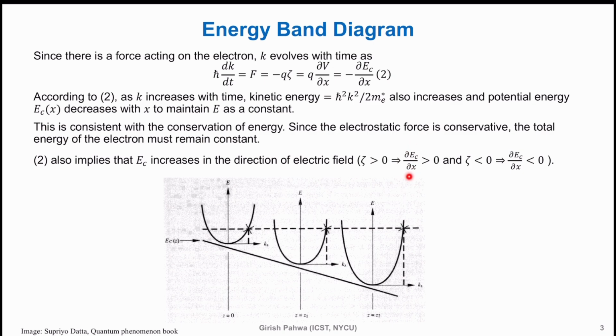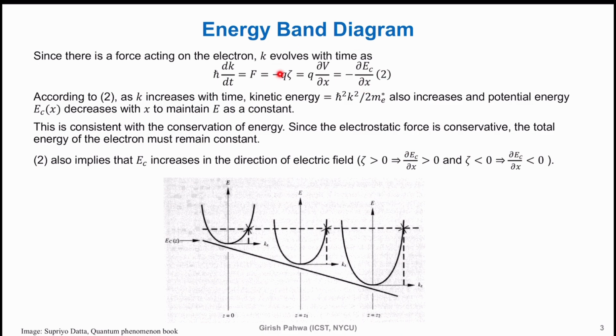So del EC by del x, whenever it is greater than 0, that will imply that my electric field is positive. It is in the positive direction. Why? Because look at this. You have minus q zeta and minus, so minus will be plus. So zeta and del EC by del x have the same sign, positive here, positive here. So whenever my EC is increasing, del EC by del x will be positive, so that will mean that the electric field is positive. If my del EC by del x is negative, the electric field is negative.